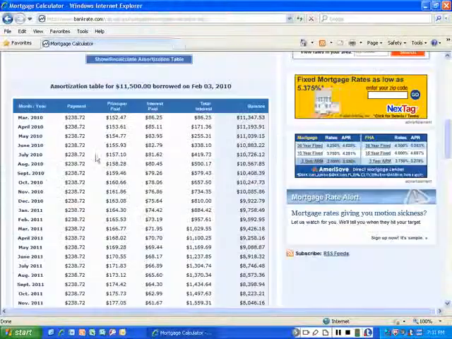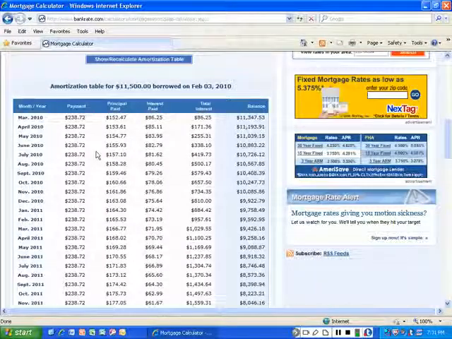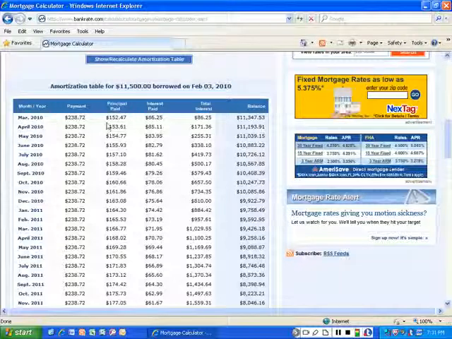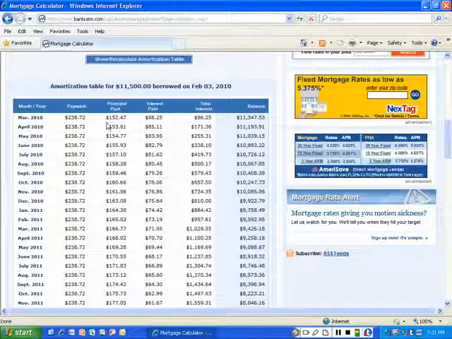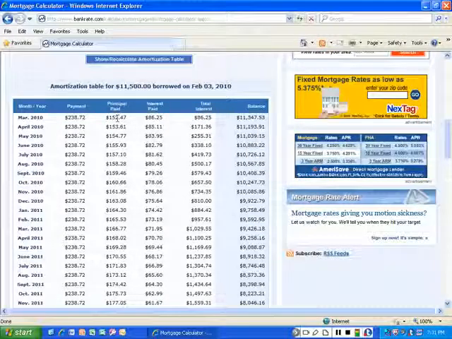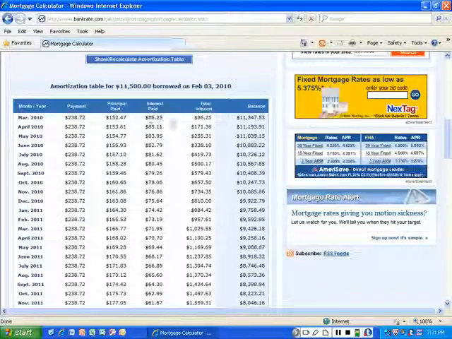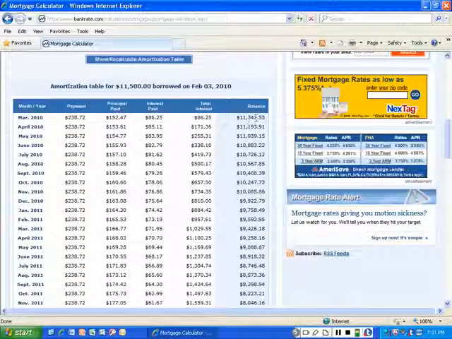If we do that, here's our amortization table. And if you look at what they've got there, it looks very similar to what we were just working on. We've got the principal paid, $152.47, same as we had. Interest paid, $86.25, and here's the balance.